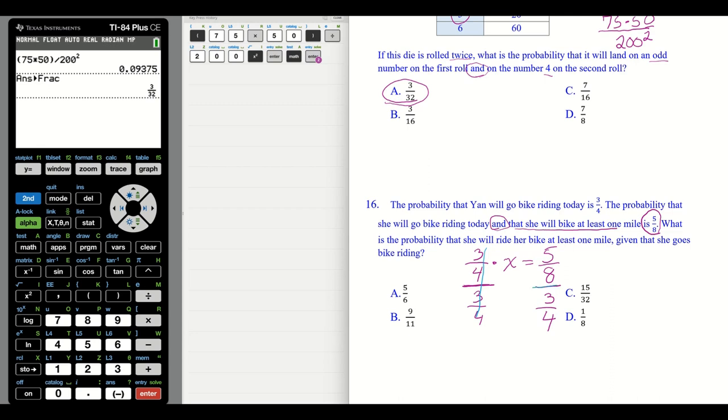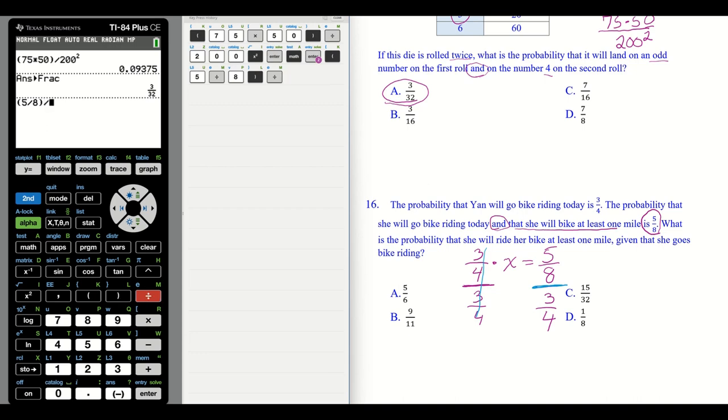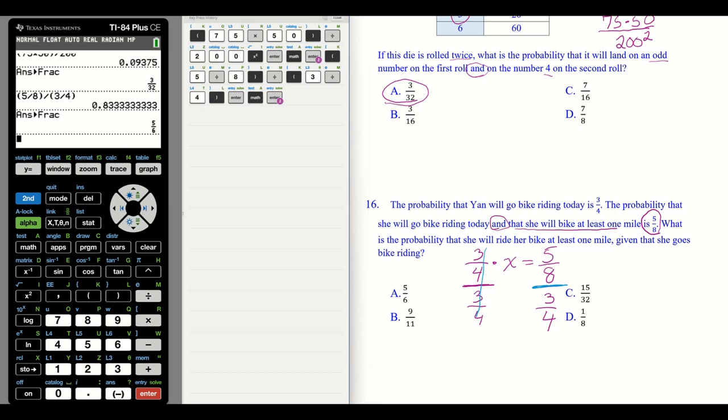So this is where we need to enter it in the calculator. Let's use parentheses: 5 divided by 8, close the parentheses, then divide, open parentheses, 3 divided by 4, close and enter. And we need to get our fraction, math, enter. 5/6, option A. That's great.